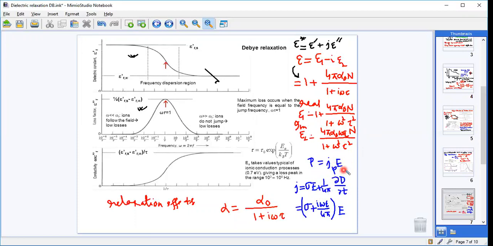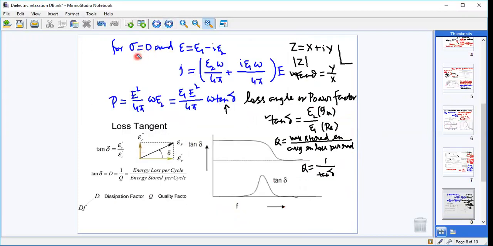J_P E, where J_P is the component of the current density which is in phase with the electrical field. So we have from Maxwell's equation, J equals sigma E plus 1 over 4 pi ∂D/∂t, where D is the displacement current. And finally it becomes (sigma plus i omega epsilon over 4 pi) E. So for sigma equals 0 and epsilon equals epsilon 1 minus i epsilon 2, J becomes this functional form, so that the power dissipation is finally E squared over 4 pi omega epsilon 2, or epsilon 1 E squared over 4 pi omega tan delta.